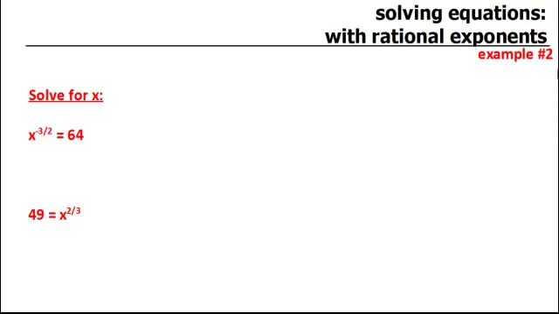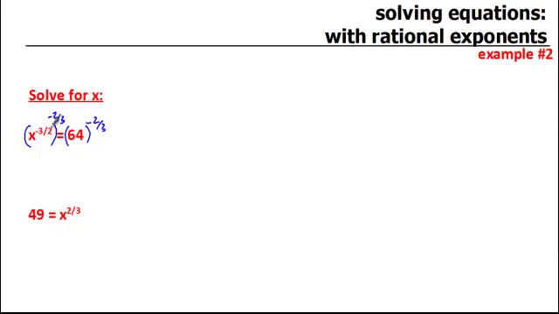Working with those rational powers in solving an equation, you can treat it the same way that you would any other power. You're looking to isolate your variable by undoing the powers. So if you're looking to undo this power of minus 3/2, you're going to take both sides to the reciprocal power. So it's going to be to the negative 2/3, to the negative 2/3.